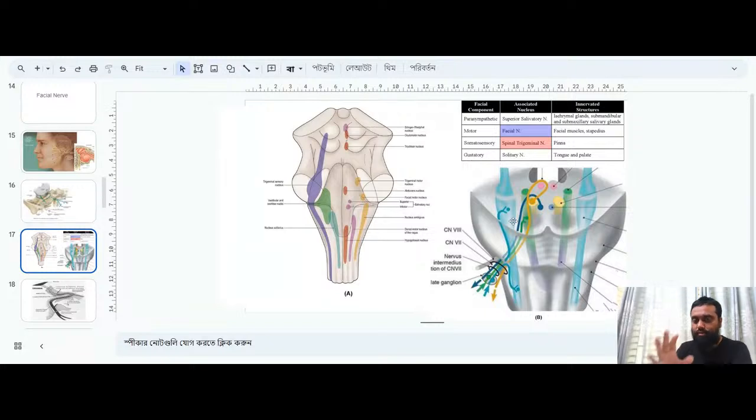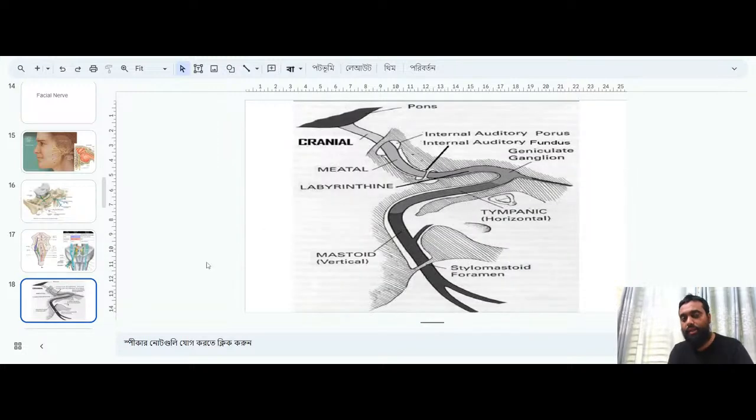So I think you are clear that when there is no wrinkle, that is the lower motor type of lesion, and when there is a wrinkle in the forehead, that is the upper motor type of lesion. I think it is clear to you, so I will not continue it. In our case, we always deal with diseases of the ear. We are mainly dealing with the lower motor type of lesion.